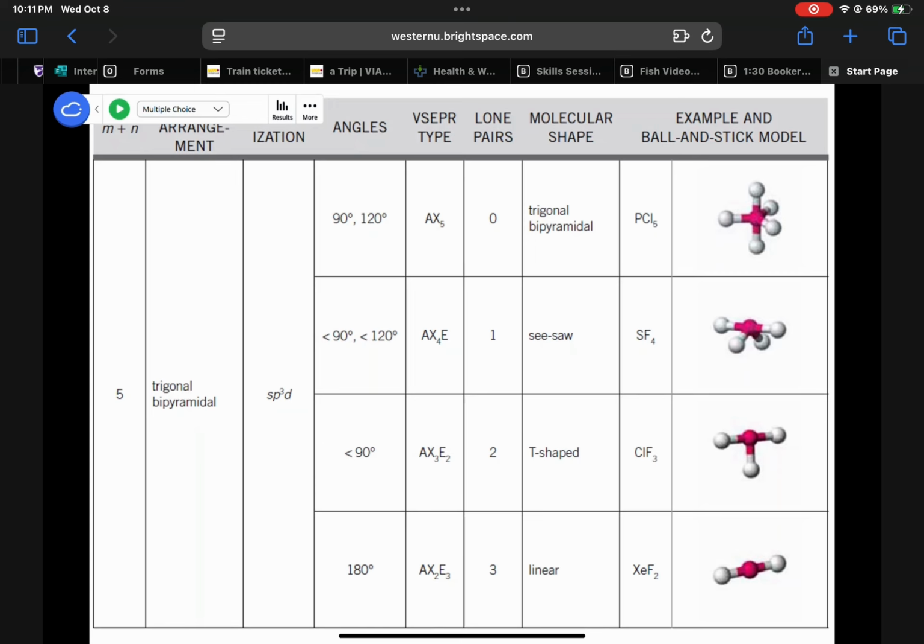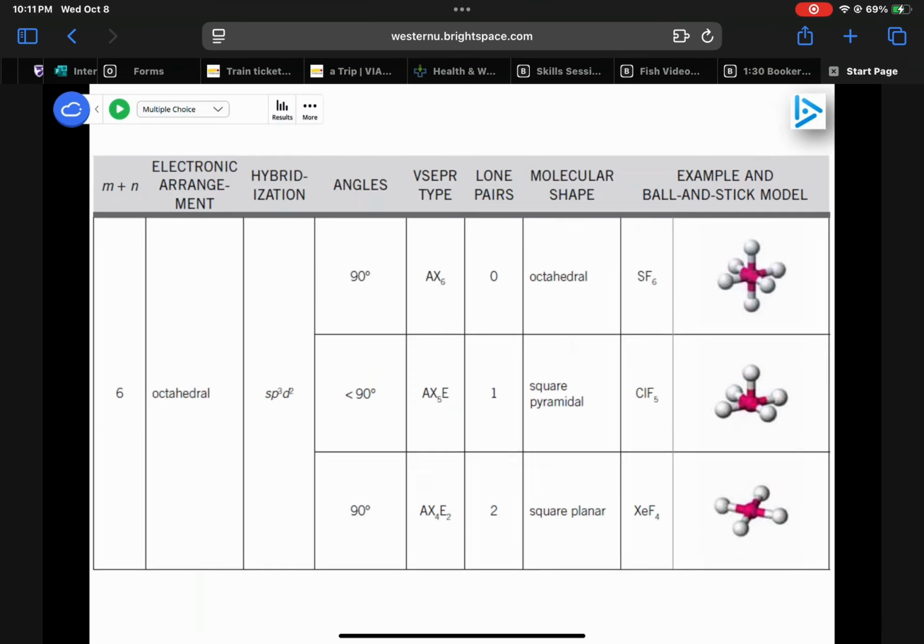Now, you will see in this table that we also have hybridizations mentioned. And we haven't taught hybridizations yet. You may remember this from high school, but we're going to get to that after our intermolecular forces. So when we get to hybridizations, we're going to see how these ideas link together. For now, you can ignore it here.